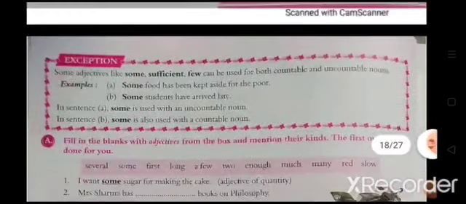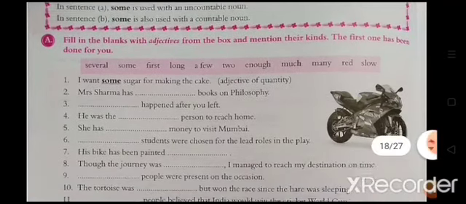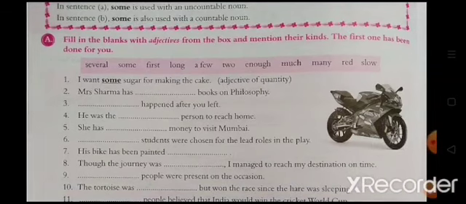Now here some exceptions are there. Some adjectives like some, sufficient, few can be used for both countable and uncountable nouns. For example, some food has been kept aside for the poor. Some students have arrived late. In sentence A, some is used with an uncountable noun, and in sentence B, some is also used with a countable noun. Now here we can see: fill in the blanks with the adjective from the box and mention their kinds.